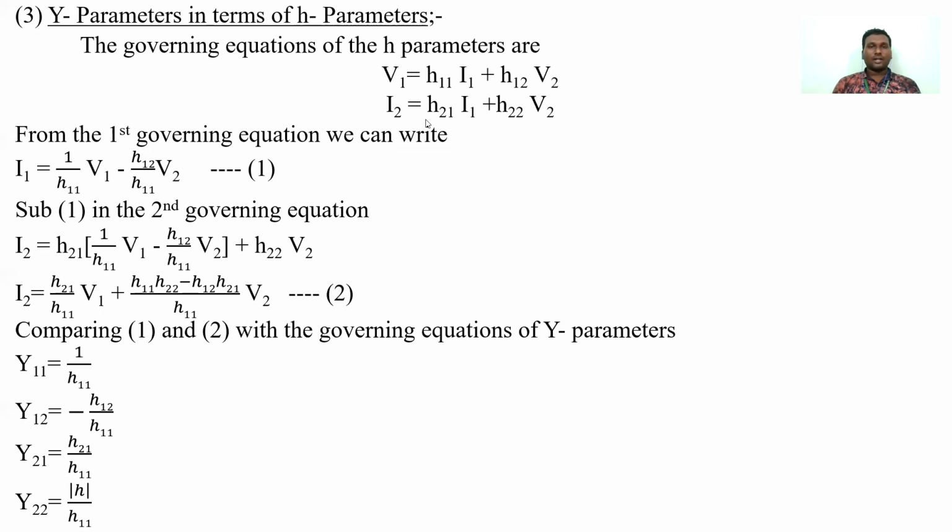So from the first governing equation, what can we write? I1 is equal to 1 by h11 V1. Okay, this I1 is kept constant at one side and all these parameters are brought to this side. So if you bring this one this side, it will become minus h12 V2, and remaining is h11. You will bring this downward, then it will become minus h12 by h11 V2. Okay, that is what you'll get. So next is I2. You substitute this value in this one. When you substitute this value in here, then you'll get this equation. So when you compare these two equations, you'll get the Y parameters.